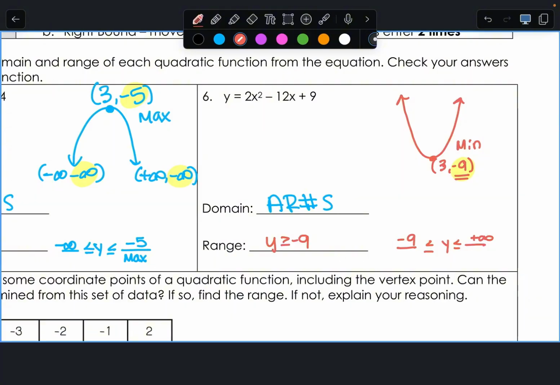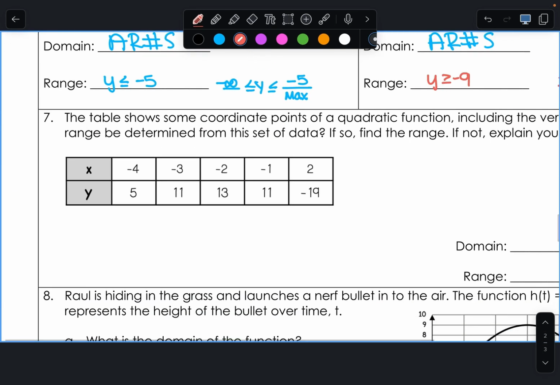The table shows some coordinate points on the function, including the vertex. Can you determine the range? Yes, you should be able to. I showed you guys in the beginning how to find that vertex. Which one is the vertex here? Look at your y values. Find the curve. Negative 2, 13, negative 2, 13. That's your vertex. Why? Because the 11s match.